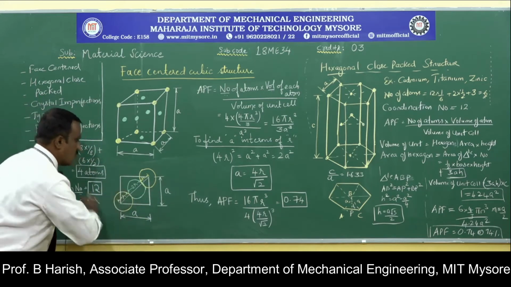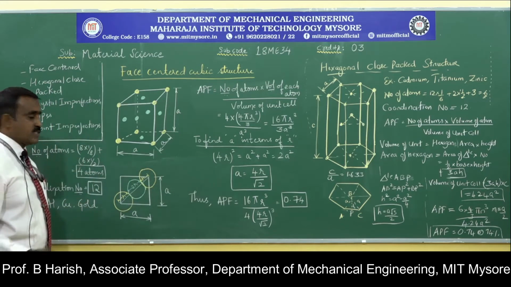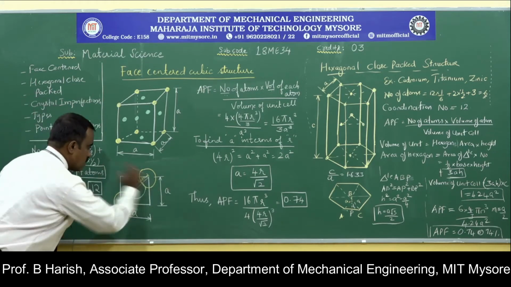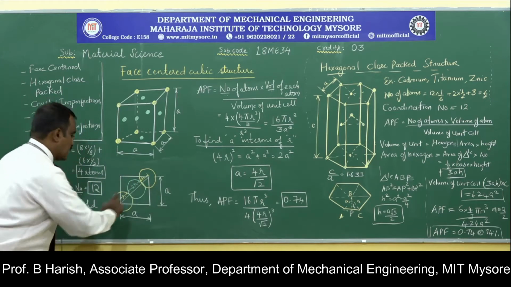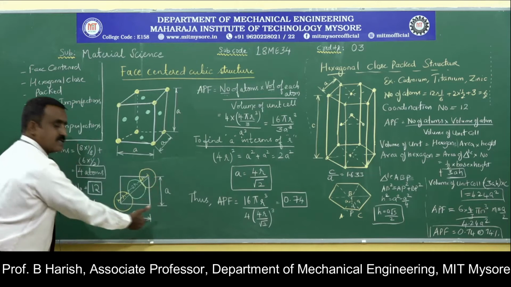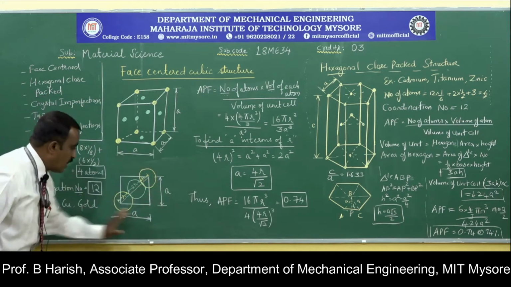So one atom at this corner, one atom at this corner, one atom at the center, that is the center of this face. This is the radius of each corner atom. So we have the center atom, so that radius will be 2r. This is r, this is r, this is r. So the sides, that is the lattice distance, is a. This side is a. So we are considering one particular face.